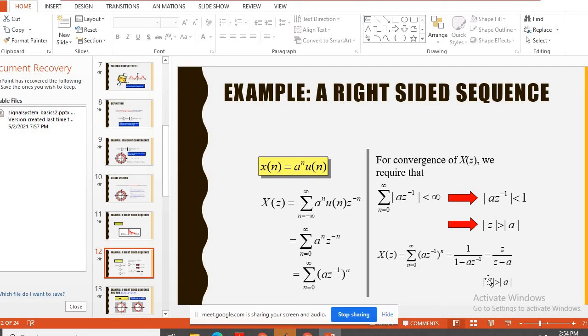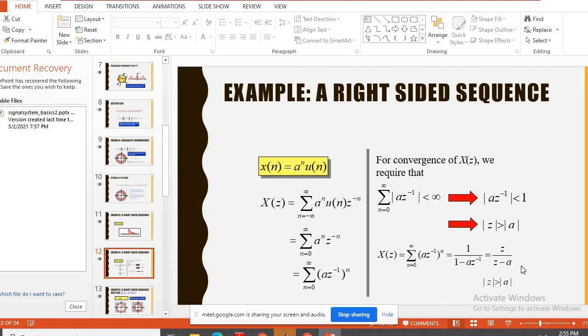Modulus of that value we are calculating. Now if you see this expression, when is it going to become infinity? When a is going to become z. Isn't it? a is equal to z. When a is equal to z, the denominator will become z minus z, that is 0. That means a should be either less than z or greater than z.